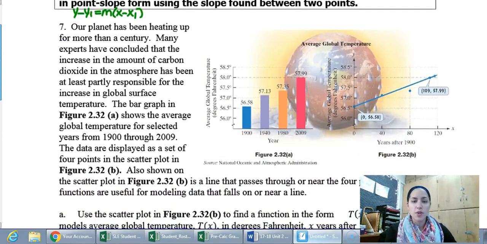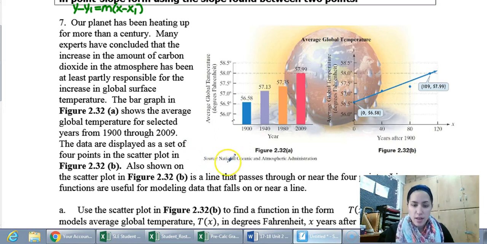This is a real-world scenario that comes from the National Oceanic and Atmospheric Administration. That's the source of the data. It says, our planet has been heating up for more than a century. Many experts have concluded that the increase in the amount of carbon dioxide in the atmosphere has been at least partly responsible for the increase in global surface temperature. The bar graph in figure 2.32a shows the average global temperature for selected years from 1900 through 2009. So here's the bar graph it's talking about, 1900 to 2009.